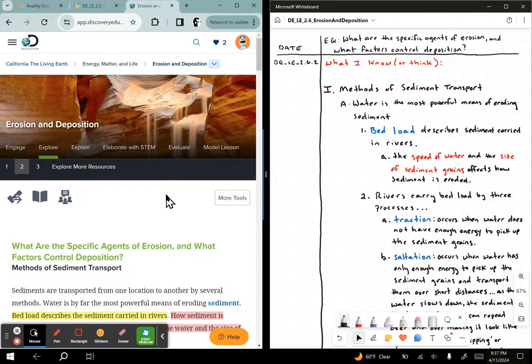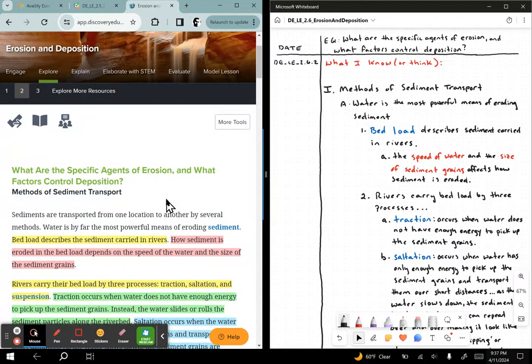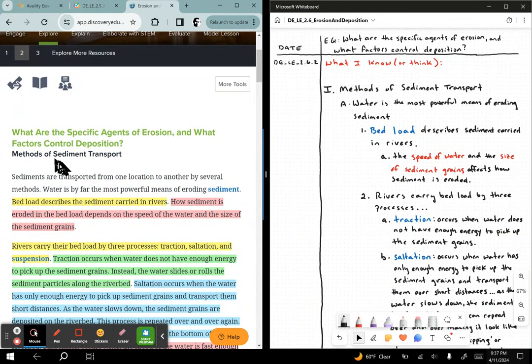Okay, let's take a look at Explore number 2 of erosion and deposition. We're going to take our essential question from the text. What are the specific agents of erosion? What are the things that cause erosion, and what factors control the depositing, the deposition of that sediment?